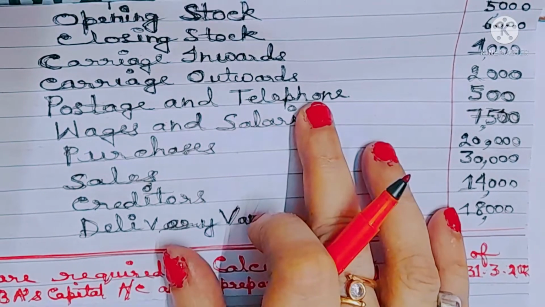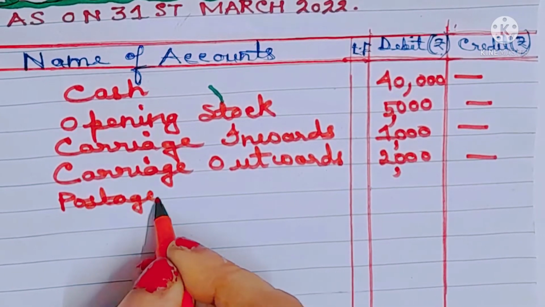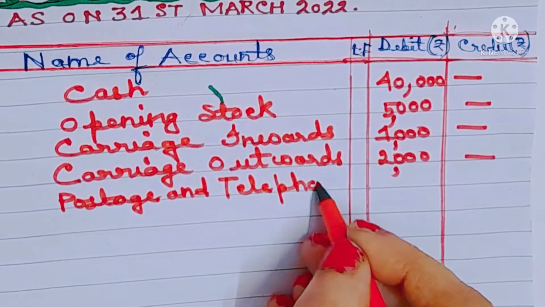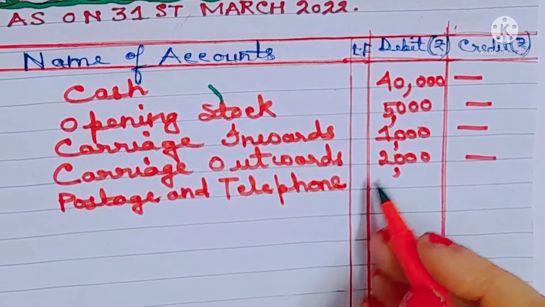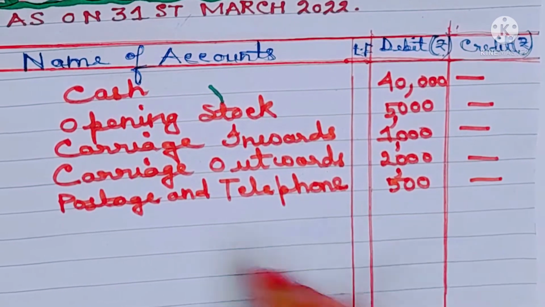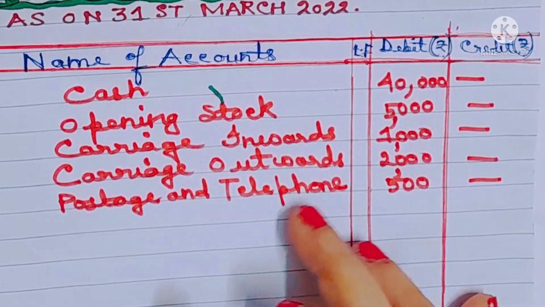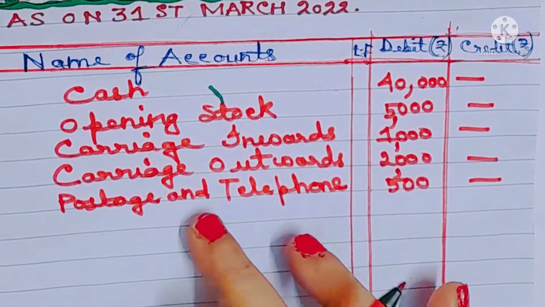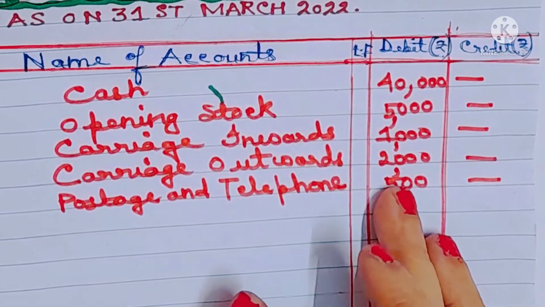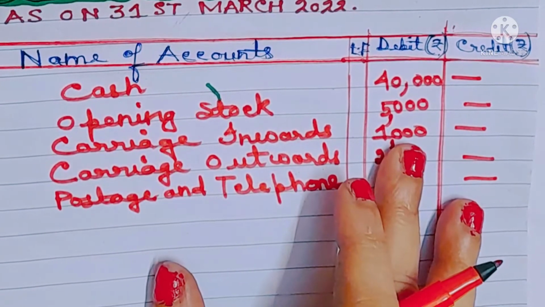So, let's see the next account. Postage and telephone, 500. Let's write postage and telephone. Postage and telephone has a debit balance, and that is the reason we are writing 500 in the debit column. Why is postage and telephone debit? Because postage and telephone comes under nominal account. According to nominal account, all losses and expenses are debited. Here, postage and telephone is an expense for the business. So, postage and telephone will be debited. Understood? Now, let's see the next account.